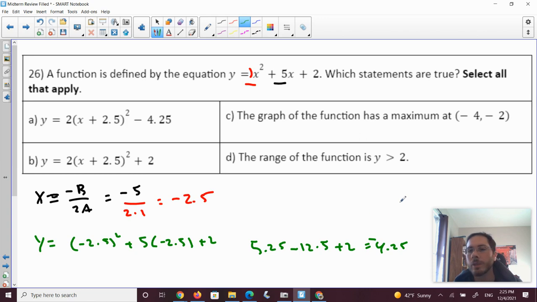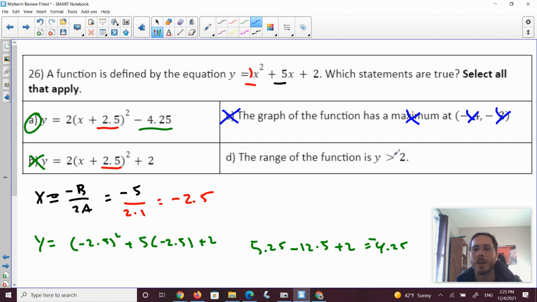All right. So if we look, we do have an h value that corresponds to negative 2.5, so those are both good. But our k value is negative 4.25, so we're going to pick A instead of B. Graph of the function is a maximum at negative 4, negative 2. That's not what we found. We found negative 2.5, negative 4.25, and I think this is a minimum anyway, so maximum is wrong, negative 4 is wrong, and negative 2 are all wrong, so that's out.